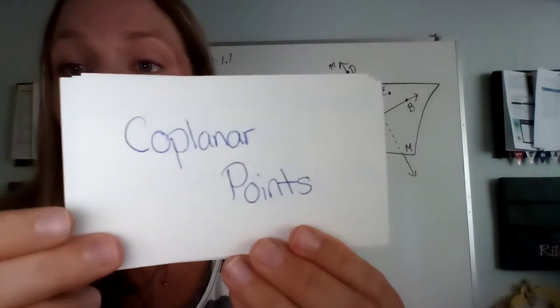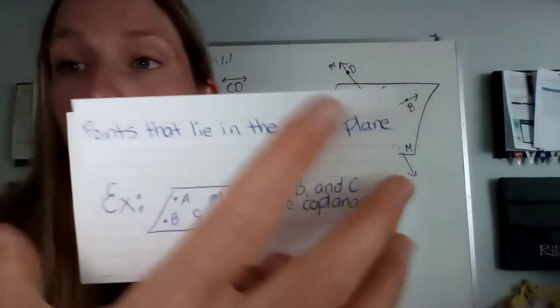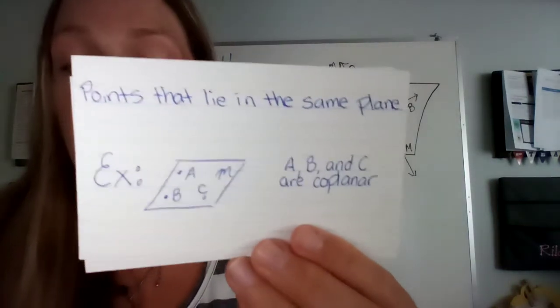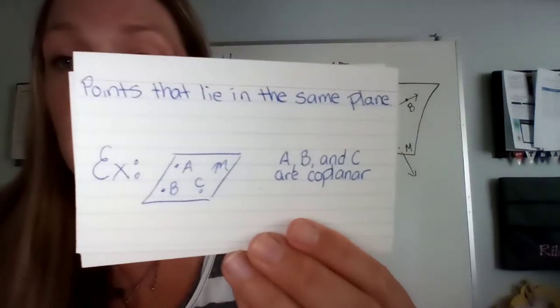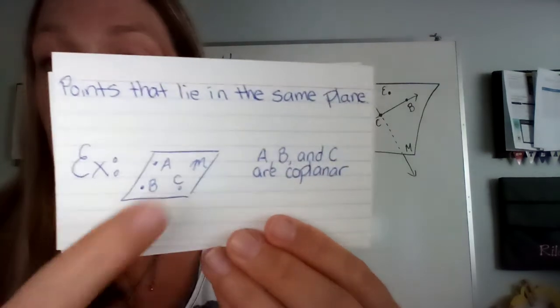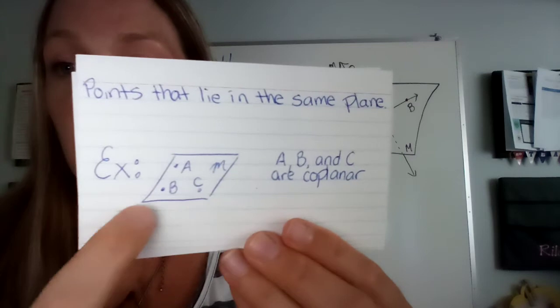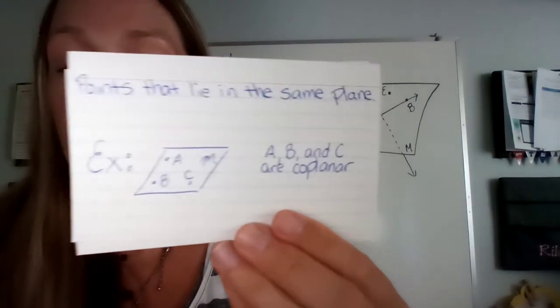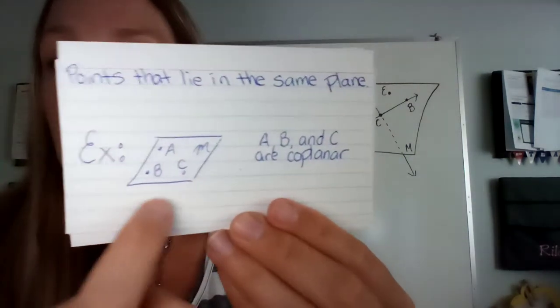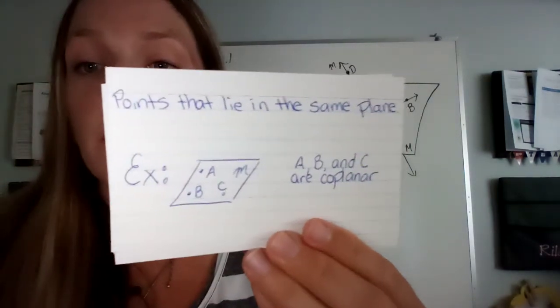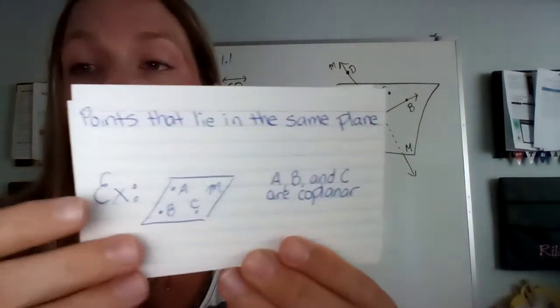Next, coplanar points, similar to collinear. All right, points that lie in the same plane. So points A, B, and C are coplanar because they're all in the same plane. Again, if they were on the outside, like along the lines or on the 4 corners, they would still be coplanar. But if there's some random point outside the plane, anywhere over here, that would be a point not represented in the plane. So we would say it's non-coplanar.